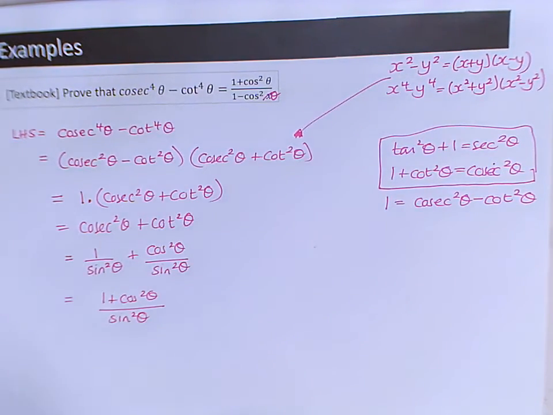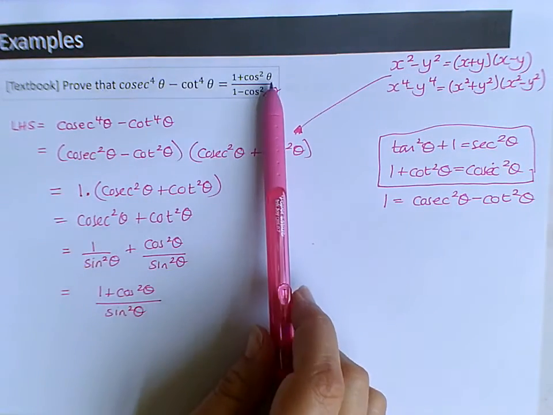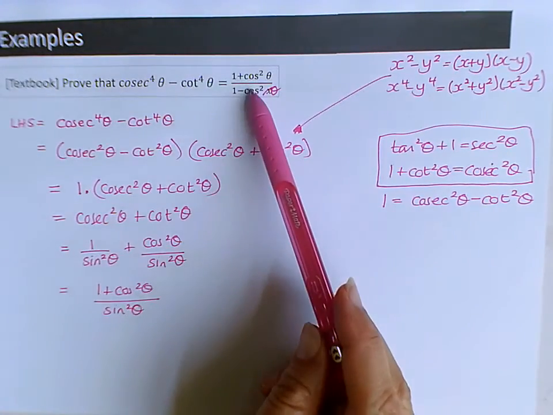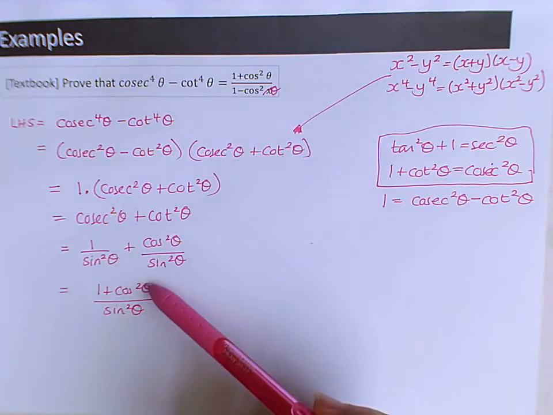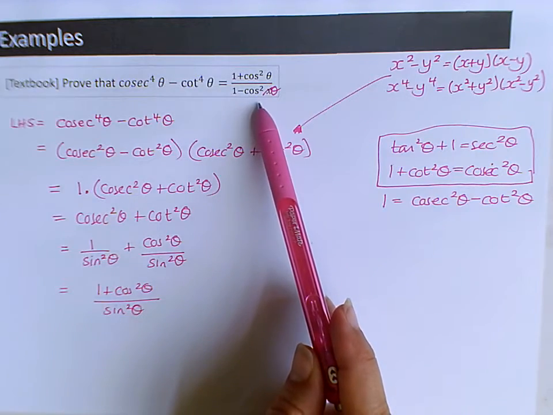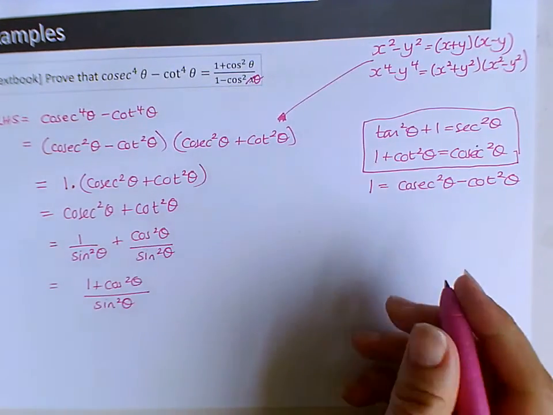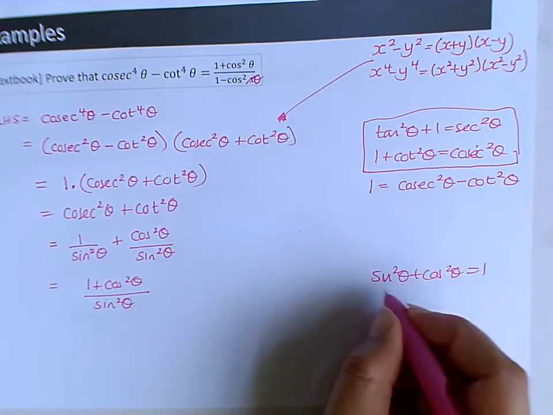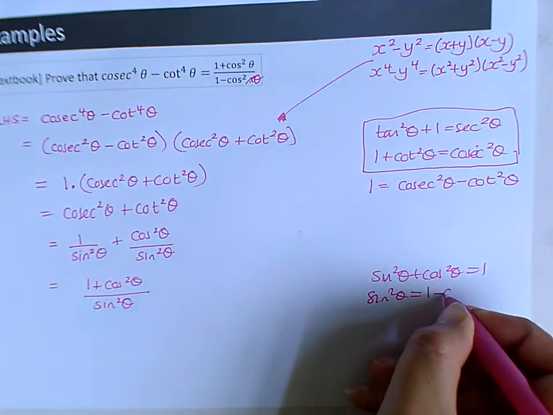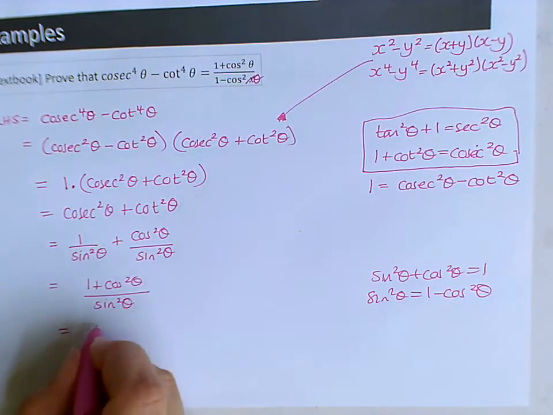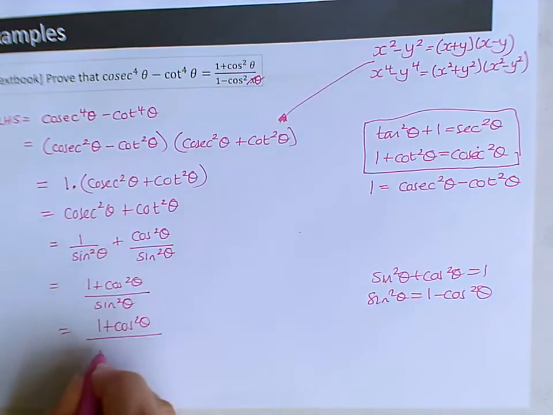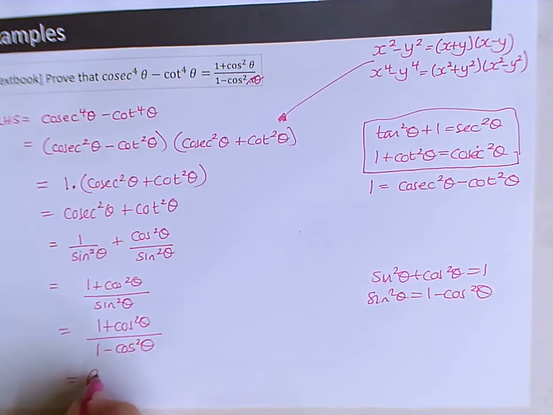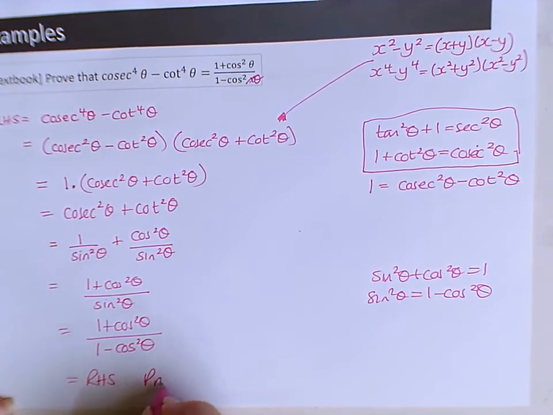Now, looking back to my answer that I'm trying to get to, I'm trying to prove this. Look, my numerator is the same. Brilliant. Now what I need to do is get that denominator sorted out. Well, I know for the denominator that sine squared theta plus cos squared theta equals 1. So sine squared theta equals 1 minus cos squared theta. Now, really important, which equals the right-hand side. So we've proved it.